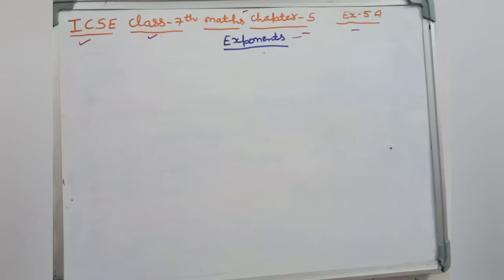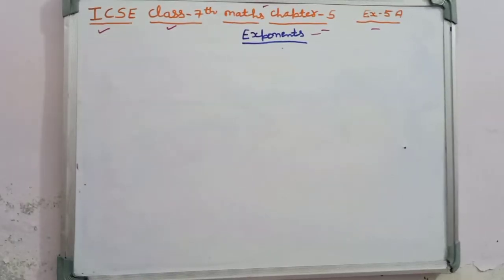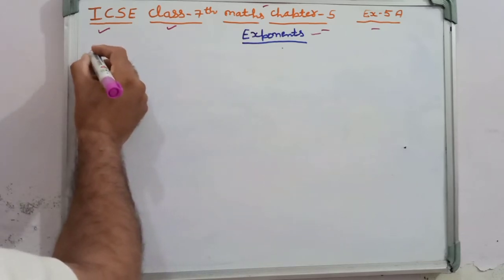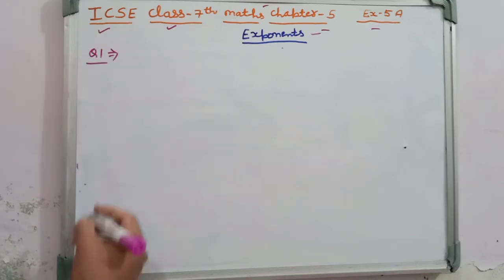Now, what is our exercise? Exercise 5a. Now students, we are going to start the exercise 5a. As we have done all the basics, now we will start question number first. Question number first is evaluate.